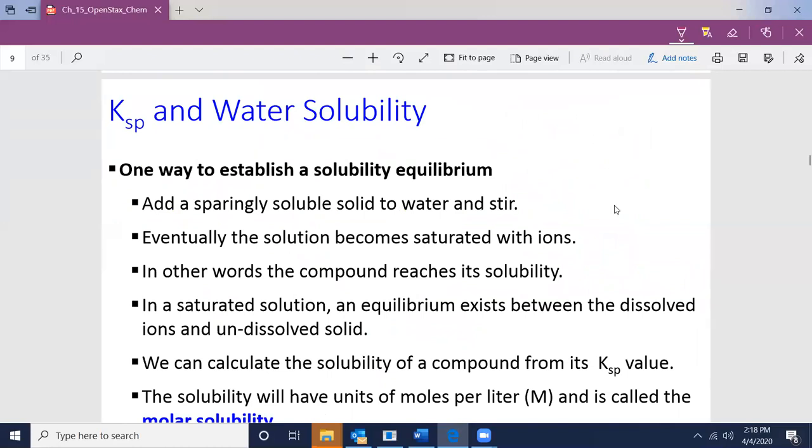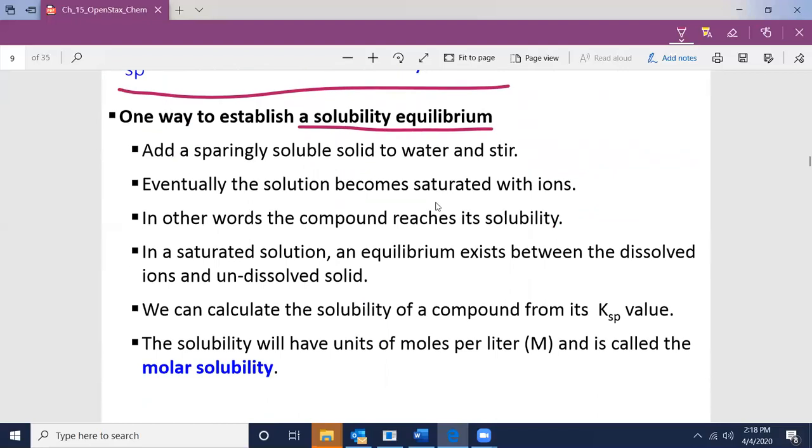So KSP and water solubility, what does that mean? One way to establish a solubility equilibrium is to add a sparingly soluble solid to water and stir. You add whatever amount you want and quickly stir it with the help of a glass rod. Just keep stirring, and you bring it to the maximum number of ions that can come out of that ionic compound. Eventually, the solution becomes saturated with the ions. In other words, the compound reaches its solubility. That's how soluble it is.